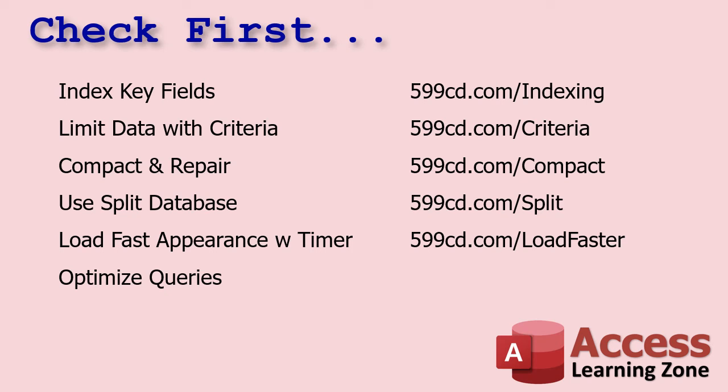Next, of course, compact and repair. Do it regularly. I have an event that runs nightly in my database. Use a split database, even if you're the only user. Sometimes you can get a speed boost by using a split database. Why? That's just one of the Access quirks.